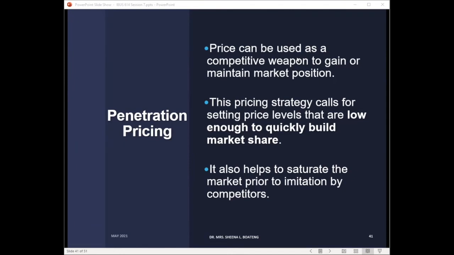In other cases too, it helps them to be able to get as much benefit from the market before imitators come in and imitate the products which they have so struggled to develop for sale in this particular market.